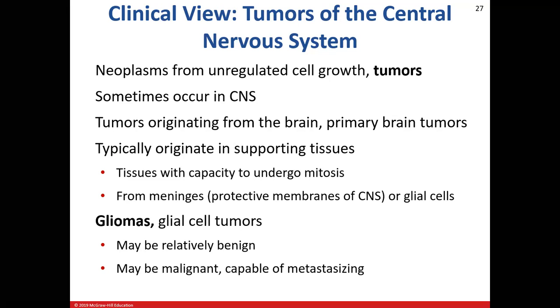We also see that they can develop from the meninges. These are the tissues that form a protective membrane of the CNS, or they can occur in our glial cells. Glial cell tumors are what we know as gliomas. They can be relatively benign, which means we can just pull them out and hopefully have no issues with them. Or they can be malignant, which means they're cancerous, and they're capable of metastasizing and spreading throughout the rest of the body.